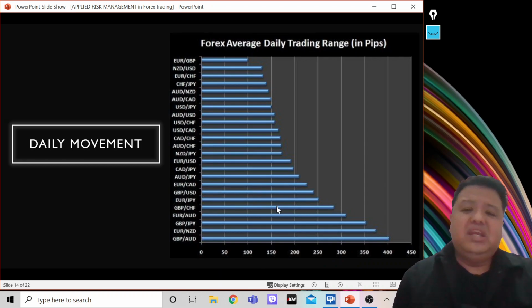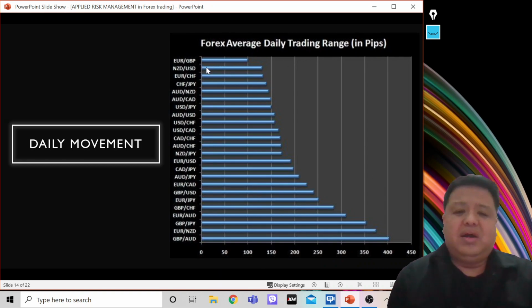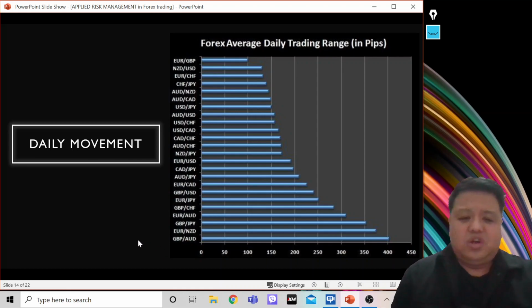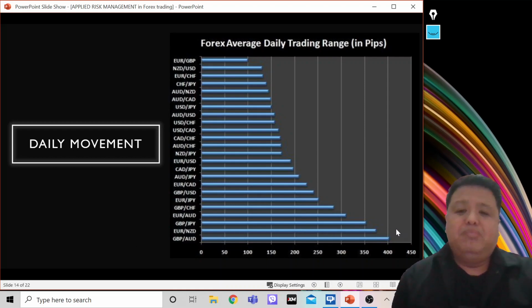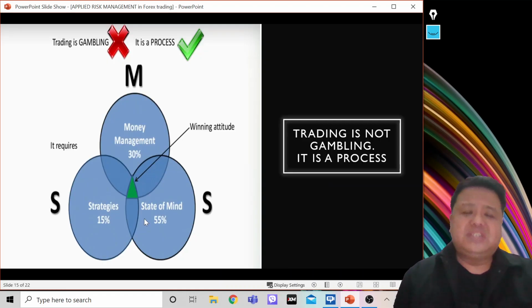Then, tingnan niyo ang daily movement in pips ng mga Forex pairs. So, kapag ikaw ay nagte-trade ng mga Euro, NZD, mga GBP, JPY, malalaki po ang mga movement yan in a day. Umaabot yan ng mga around 400 pips, 350 pips. Okay, so mamaya yung stop loss mo pang 20 pip lang, saglit lang po yung tamaan. Kung naglalaro ng 400 pip yung pair for the day. Okay. So, trading is not gambling. It is a process. So, it requires 15% strategy, 30% money management, and 55% state of mind. Okay, so overall, you must have a winning attitude towards trading.